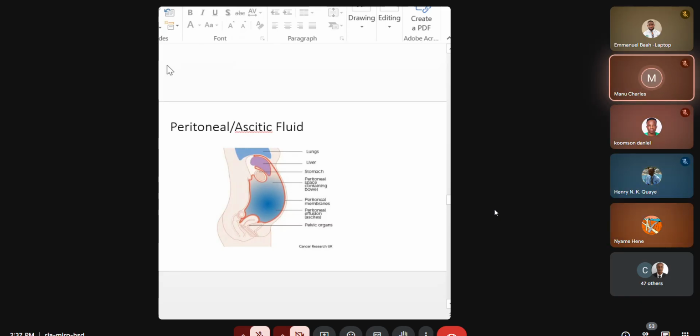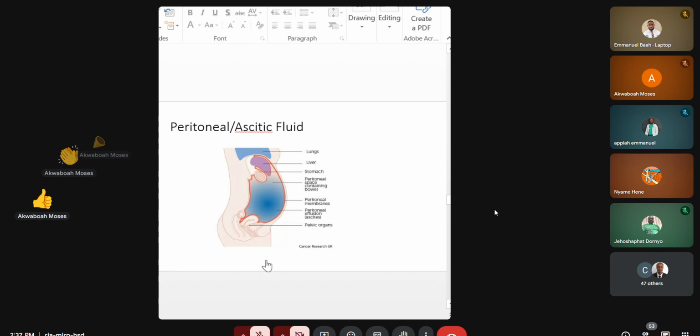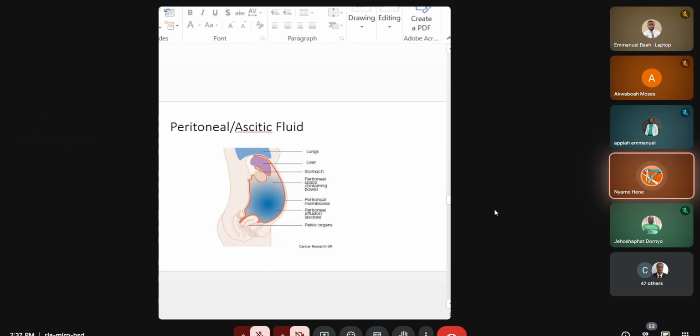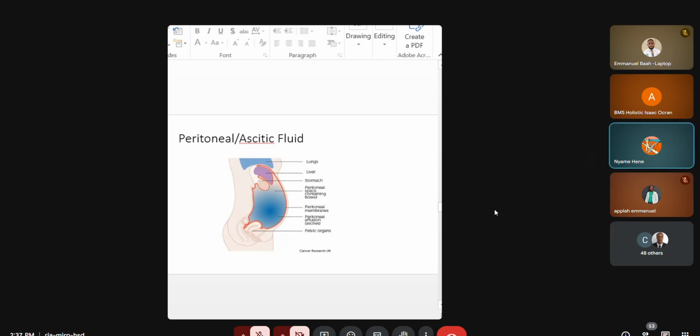Abdominal paracentesis. I think I showed you a picture the last time, right? Yes, sir.